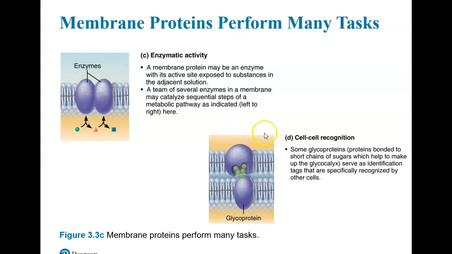There's cell-to-cell recognition. So these are the glycoproteins that attach to the sugar group, which then forms the glycocalyx. And these are mainly there to serve as identity markers to be recognized by other cells.